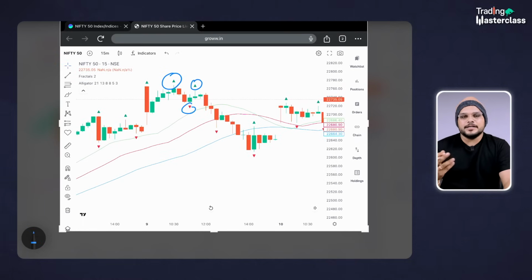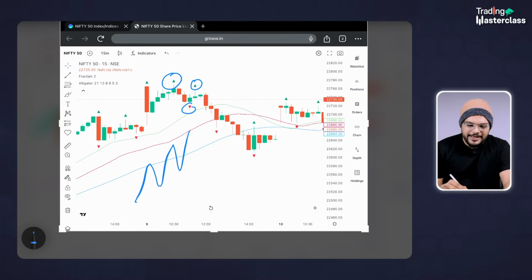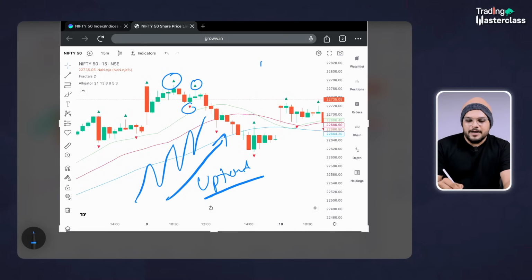What it does is basically it helps us identify the anchor point of the market. So this is a basic concept of price action. When the market makes higher highs and higher lows, it means the market is in an uptrend. Similarly, if the market is making lower lows and lower highs, which means what?